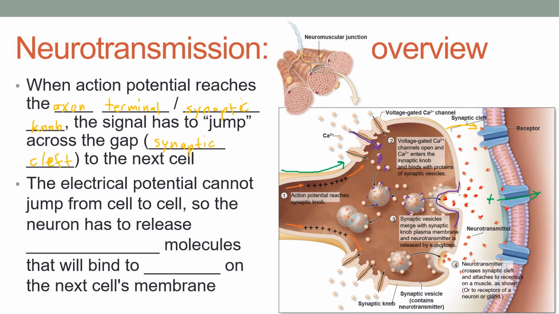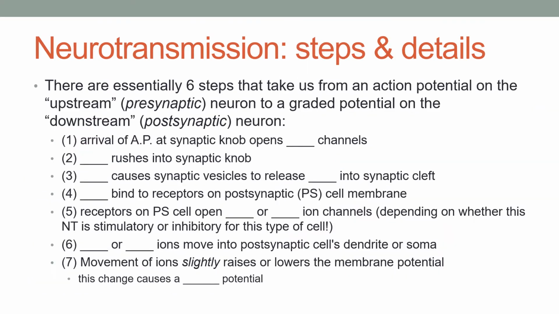So what we've got here is that the electrical potential cannot jump from cell to cell, so the neuron has to release neurotransmitter molecules that will bind to receptors on the next cell's membrane. There are essentially 6 steps that take us from an action potential on the upstream or presynaptic neuron to a graded potential on the downstream or postsynaptic neuron.